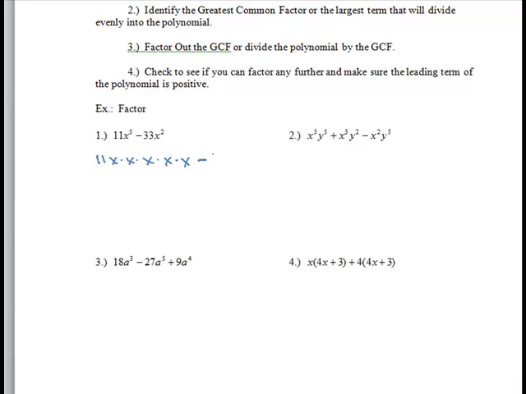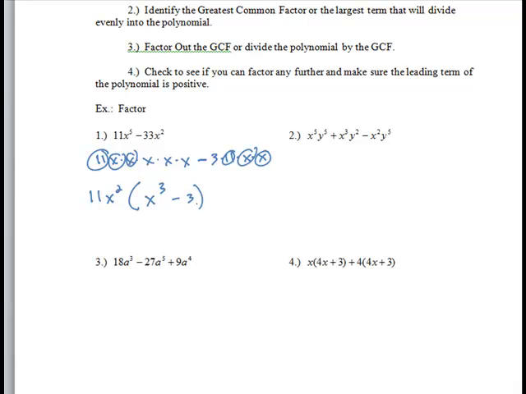The second term, negative 33, negative 3 times 11, if we break 33 down into its prime factors, and x squared is of course x times x. So the factors that these two terms have in common, they both have an 11 and they both have two x's. So the greatest common factor, 11x squared, that's what we're going to divide each term by or factor out. If we pull 11x squared out of the first term, what we're left with is x cubed. If we pull 11x squared out of the second term, we're left with minus 3.